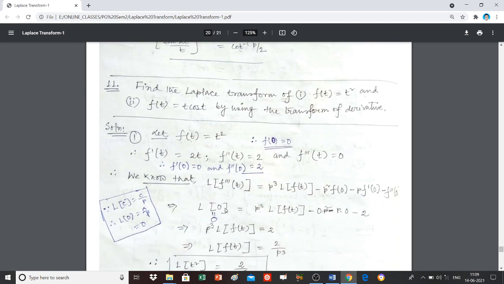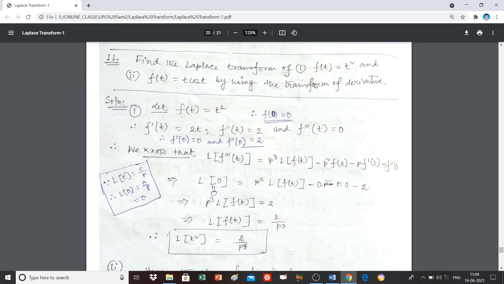Another problem: find the Laplace transform of f(t) equal to t square, and f(t) equal to t cos t, by using the transform of derivative. In this case, you should not use the usual method; you have to employ the transform of derivative method.